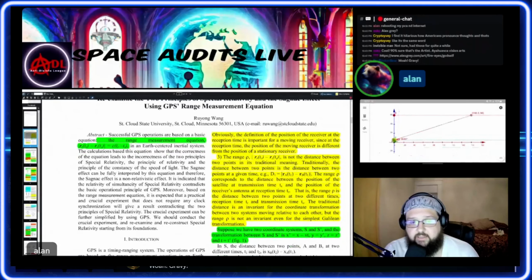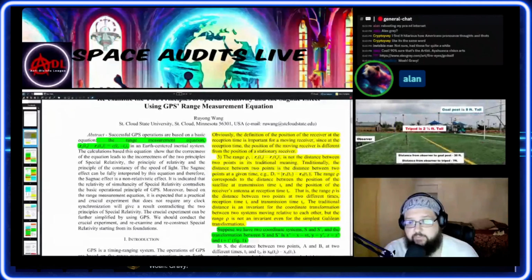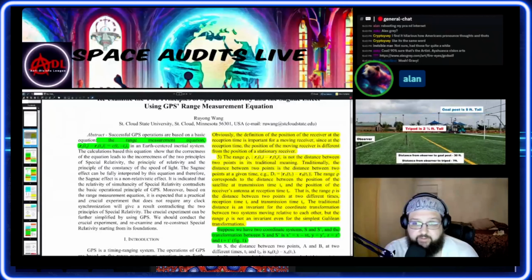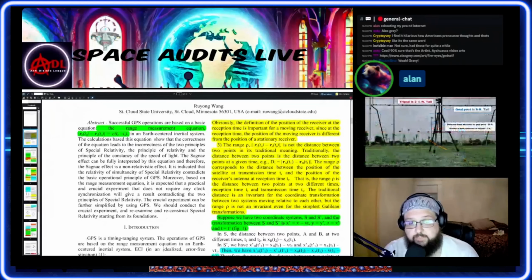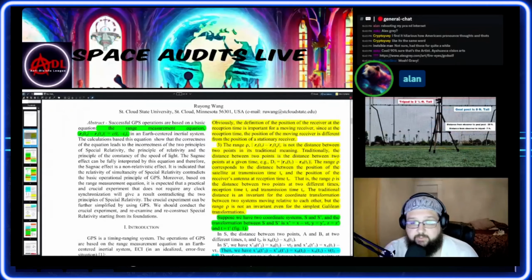So obviously the definition of the position of the receiver at the reception time is important for a moving receiver, since at the reception time, the position of the moving receiver is different from the stationary receiver. Three, the range P, the absolute value of R sub R times T sub R minus R sub S times T sub S, is not the distance between two points in its traditional meaning.